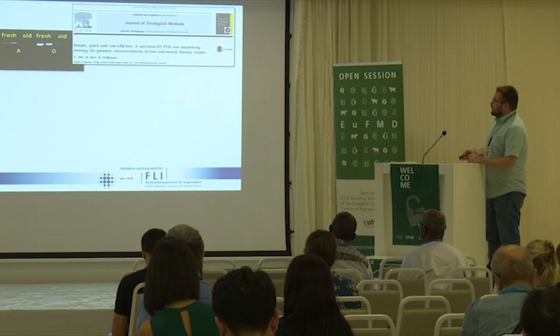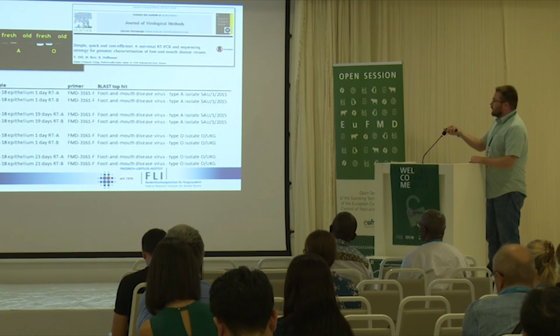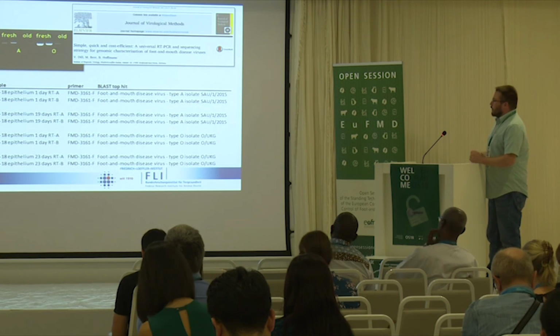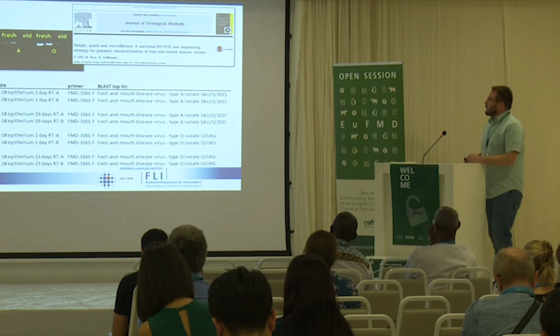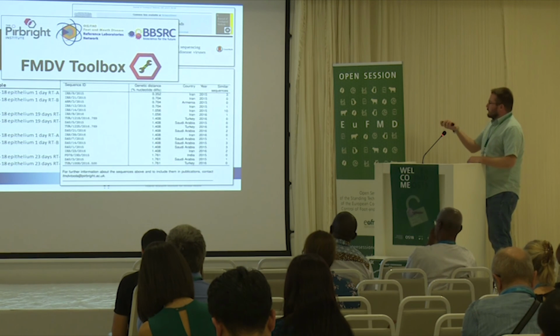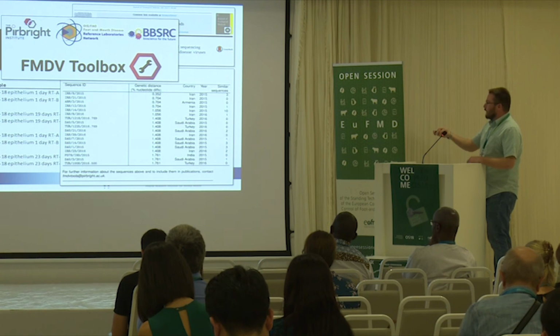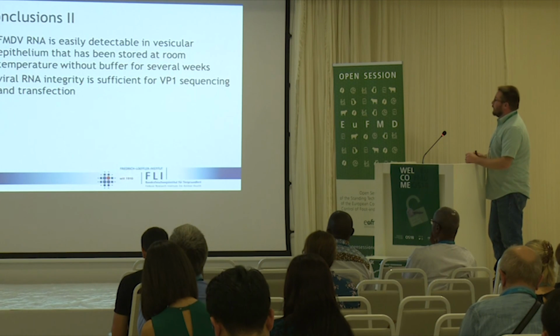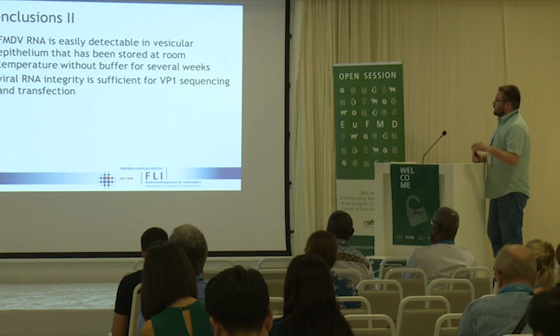We then went and did VP1 amplification for sequencing. Also worked beautifully. We could use here 19-day-old epithelium, 23-day-old epithelium to identify the viruses that were put into these animals originally by sequencing. And if you then use the nice FMDV toolbox from Pirbright, you can drill right down to the A-Iran strain that we have put in the animal in a sample that had been lying around just with no preservatives added for 3 weeks. So that was my second conclusion, just as a little bit at the end.